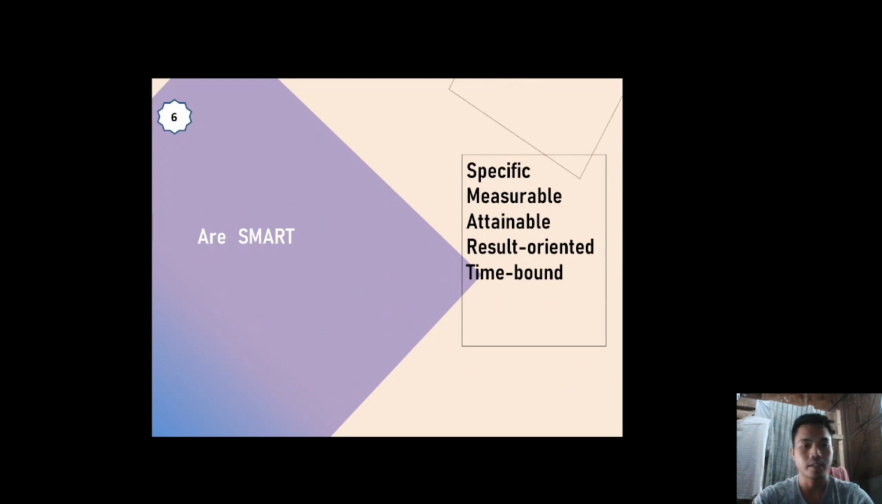For the sixth characteristic of good learning outcomes, they are SMART. SMART stands for: S is specific, M measurable, A attainable, R result oriented, T time bound.